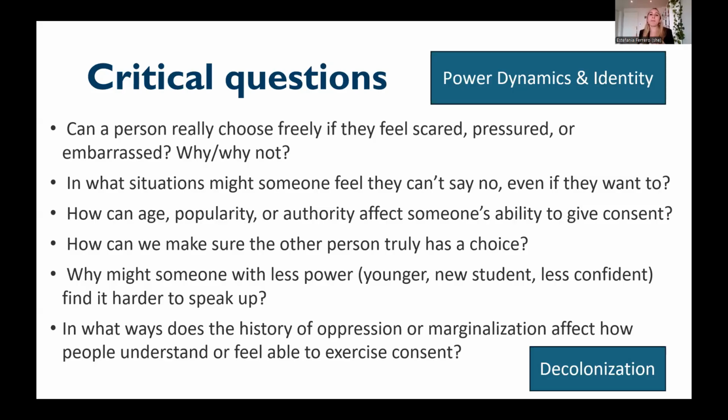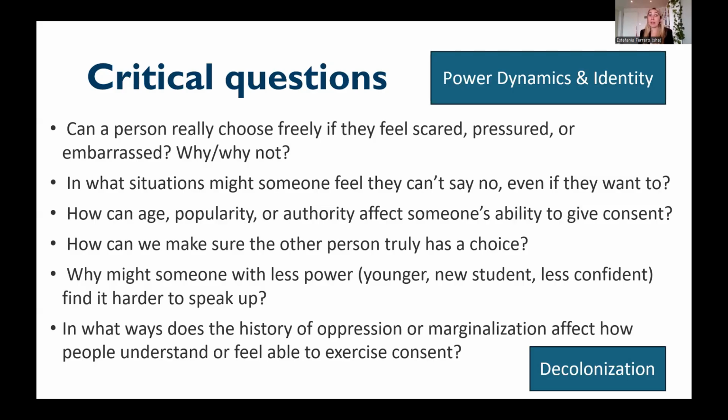Which are some power dynamics that put us in a position where we are more vulnerable to say no, right? And what is appropriate, what is inappropriate, what is an abuse of power, right? How can age, popularity, or authority affect someone's ability to give consent? And here very important conversations should come up, taking into account the asymmetry of power, to see whether we are peers or not, right? How can we make sure the other person truly has a choice, right?